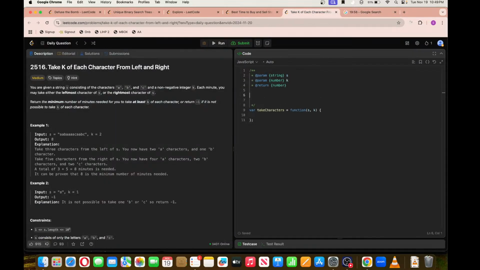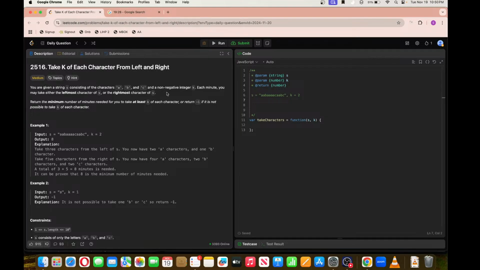Okay, so: take k of each character from left to right. So this is the string. You are given a string S consisting of characters A, B, and C and a non-negative integer k. Each minute you may take either the leftmost character of S or the rightmost character of S.